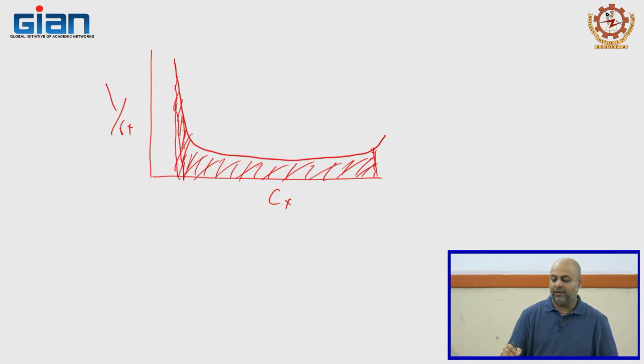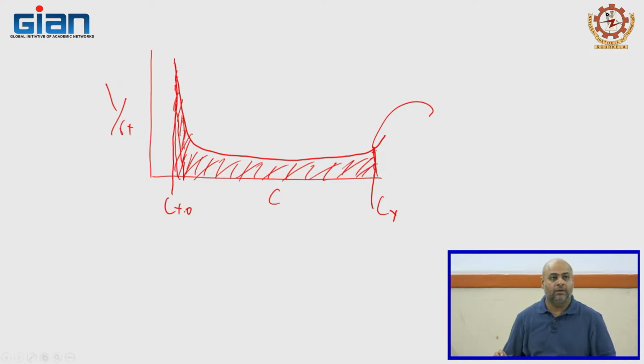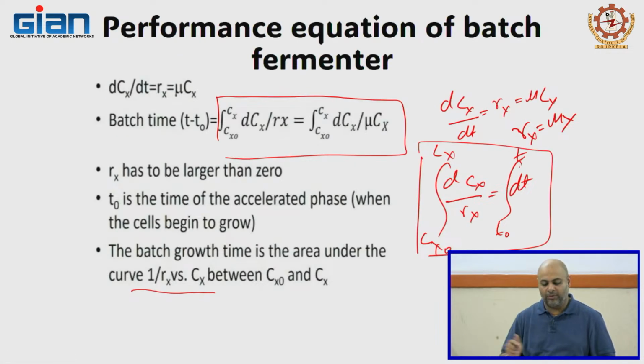So, this is where I have harvested my cell biomass. This is the concentration at which I have harvested my cell biomass. So, this is my concentration. So, this is my Cx and this is my Cx naught. The shaded region under this particular graph is your batch time, or the batch growth time, which is the area under the curve.